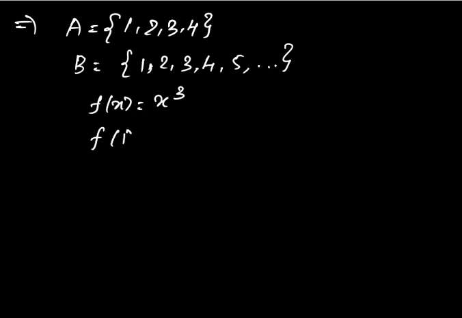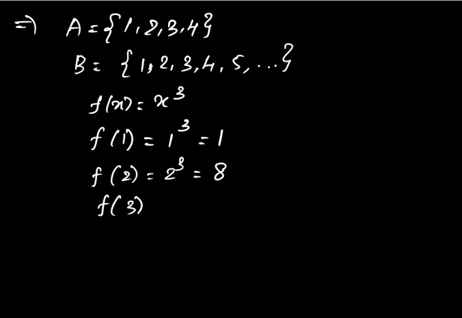So f of 1 is equal to, in the place of x, replace it by 1. So 1 cube. 1 cube is 1. Then f of 2, 2 cube. So 2 into 2 into 2, you will get 8. Then f of 3, 3 cube, 3 into 3 into 3, you will get 27. Then f of 4, 4 cube, 4 into 4 into 4, you will get 64.